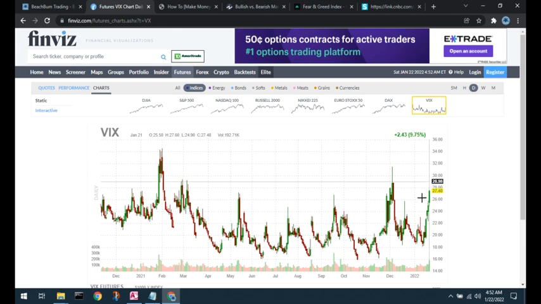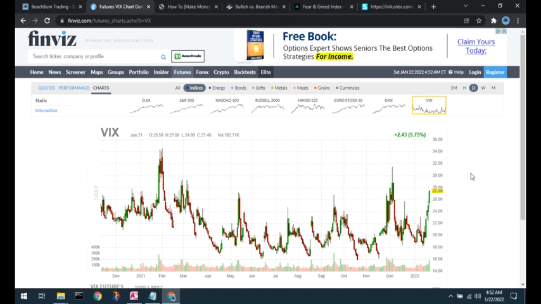And we may well see this on Monday. Mondays after a weekend tend to be volatile, with increased volatility. We may get this gap up and spike.